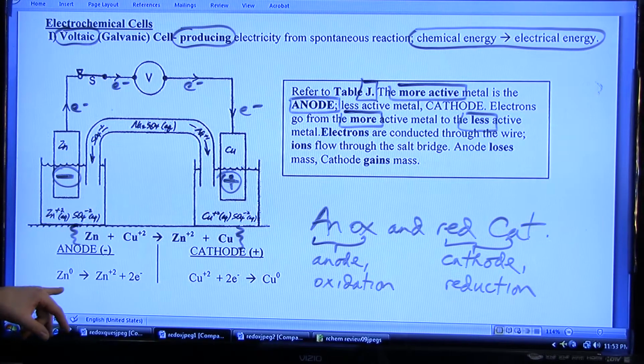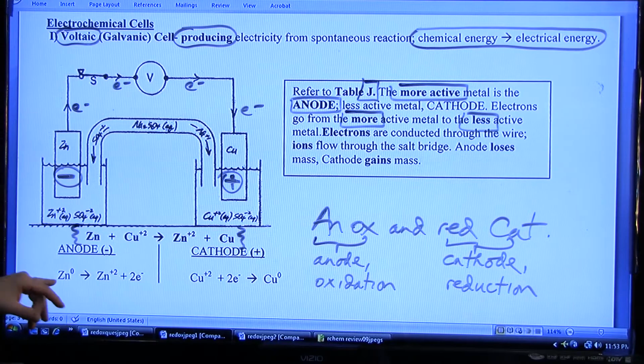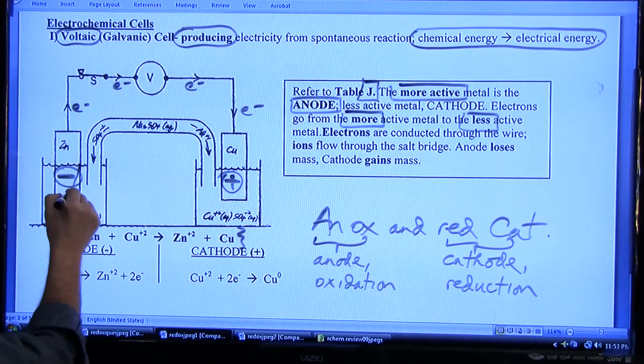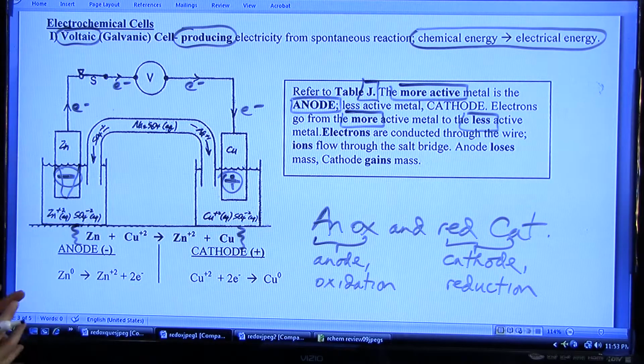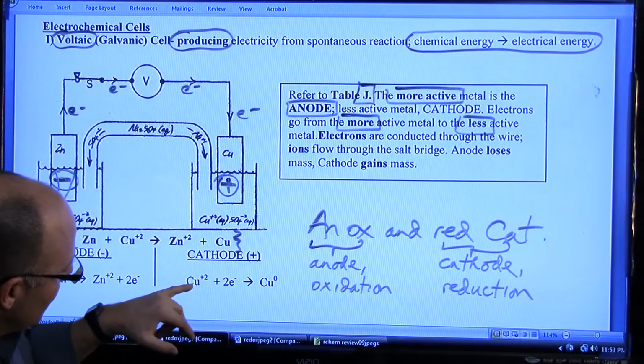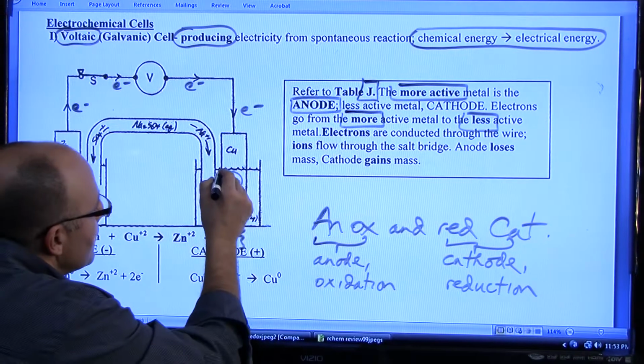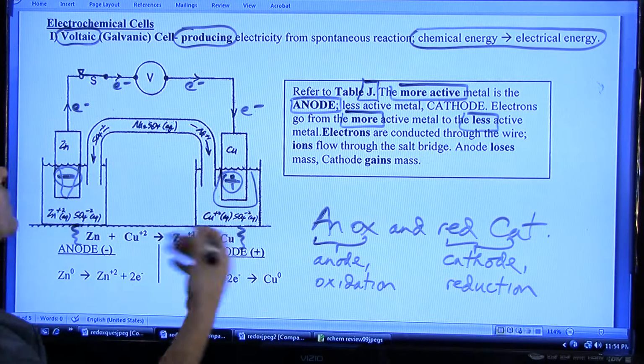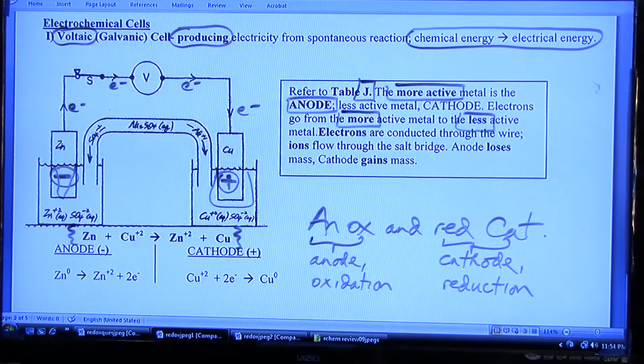So since the zinc electrode is undergoing oxidation, over time, this electrode is going to get thinner. It's going to oxidize. And the copper, on the other hand, since you're forming copper metal, this electrode is going to get fatter. It's going to increase in mass as time passes.